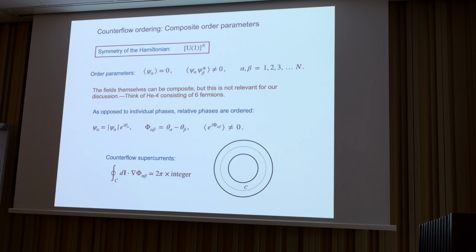Those are states with counterflow. But now comes an interesting question. So you see, if you have just 2 components, it's more or less the same as a single component with just relative phase. But what happens if we have 3 or more?